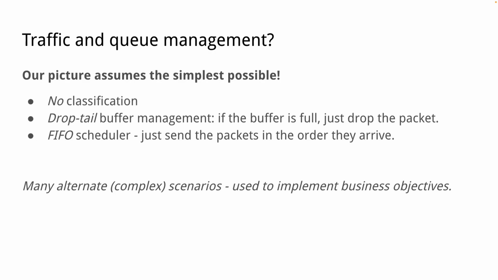So if it's full, there's no room for us to store this packet, the link's full, so we can't immediately put it onto the link, we just throw it on the floor. And then we'll think about a FIFO scheduler. So the first packet that turned up is the first packet that we send. And that just gives us the simplest possible setup to be able to think about forwarding. And as I described through a couple of the answers there, there are many complex scenarios here. They're really used to implement some of these business objectives that we have for the networks that we run that aren't just forward packets as fast as possible. They're forward packets and think about the service a little bit. And that's where queuing comes in.